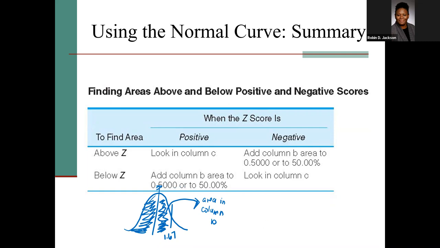Now, if, for example, your z-score is a negative 1.67, and you want to find the area below the z, and it's negative. That's all of this right here. And all you do is look at column C. Okay?